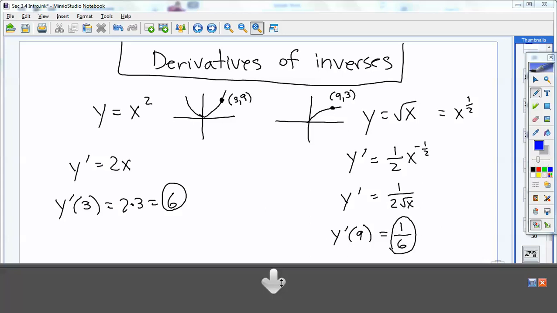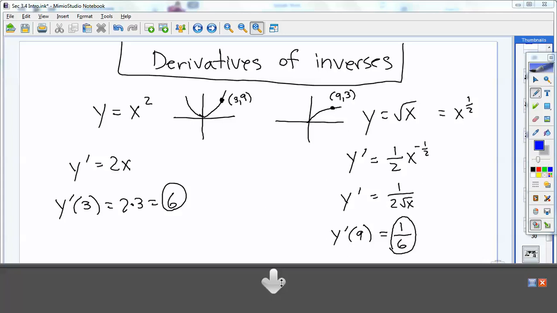So if I want to do the slope of this parabola right here, I do the derivative, get 2x, put in a 3, I get 6. Seems reasonable. It's pretty steep. Now let's do this one. Square root of x, x to the 1/2. Do the derivative. Flip that down to the bottom. Plug in the partner point. Now I'm not going to plug in a 3. Over here I plugged in a 3, but over here I'm going to plug in a 9 because the x, y are switched. Right? So I'm plugging in a 9. Square root of 9 is 3. 2 times 3 is 6. 1 over 6. Seems reasonable. It's pretty flat.